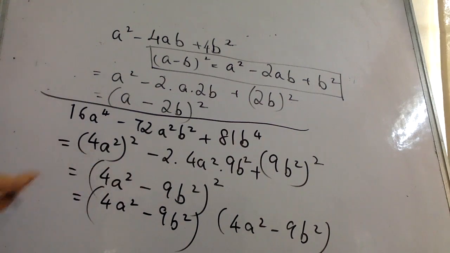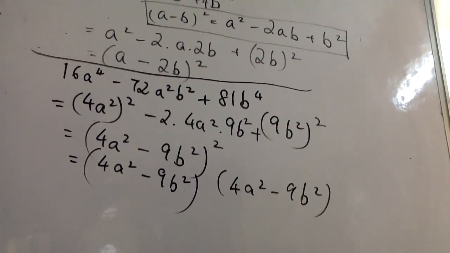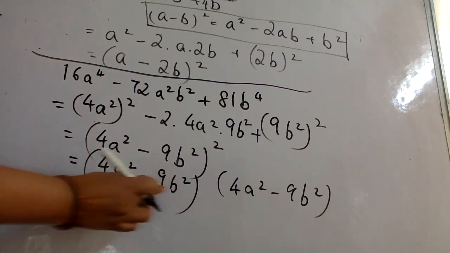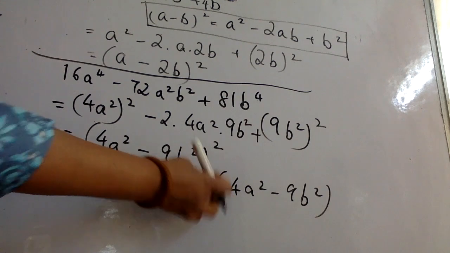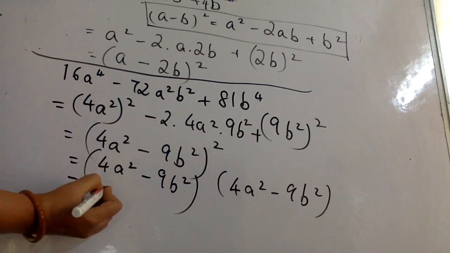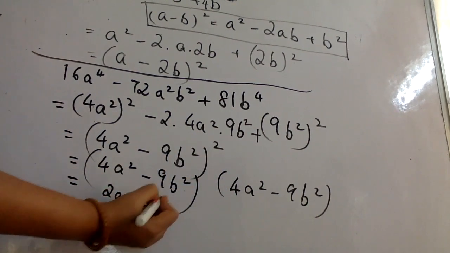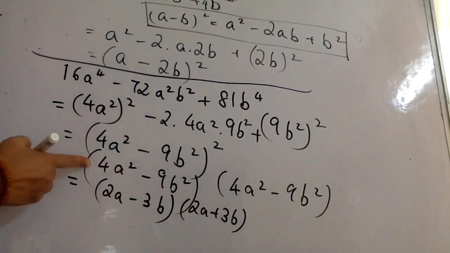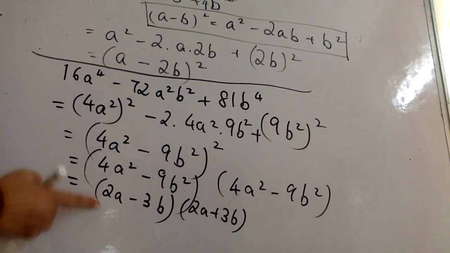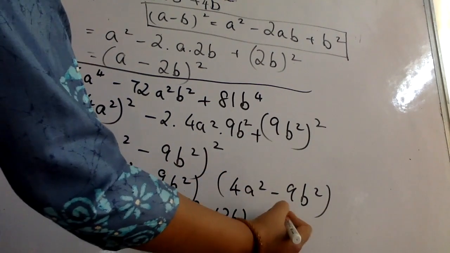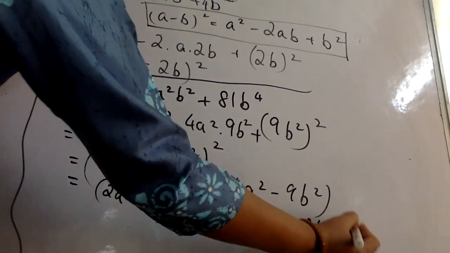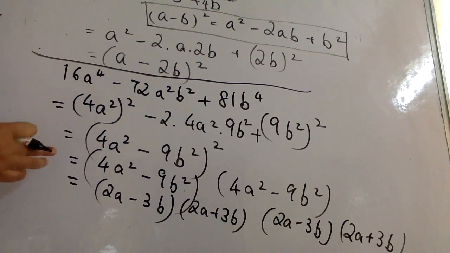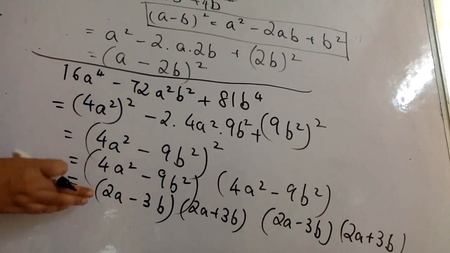I have split this. Now in the previous sums I didn't do this, but here when I saw that this one is a difference of two squares, I had to do this, because now I am going to do 2a minus 3b, 2a plus 3b. For this bracket I use the identity a square minus b square. Okay, again for this bracket 2a minus 3b, 2a plus 3b.